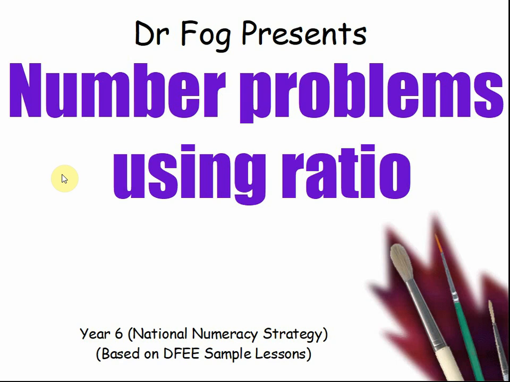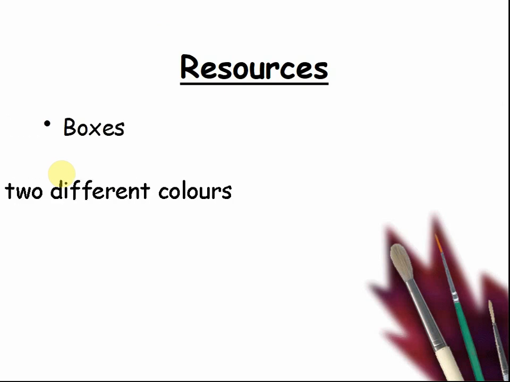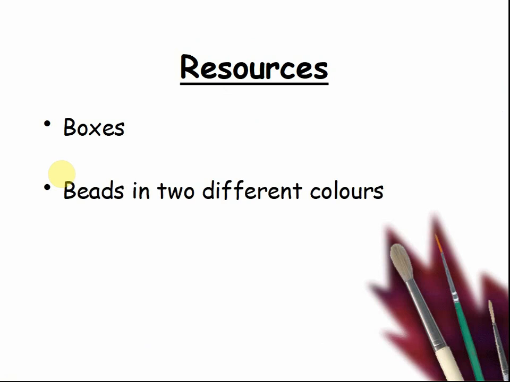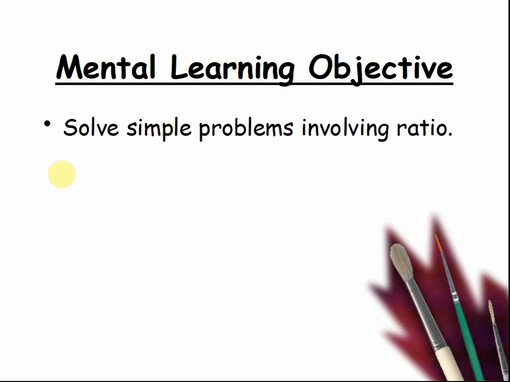Today we are looking at number problems using ratio for Year 6. What resources do we need to use today? Boxes, beads in 2 different colours. Mental learning objective: solve simple problems involving ratio.